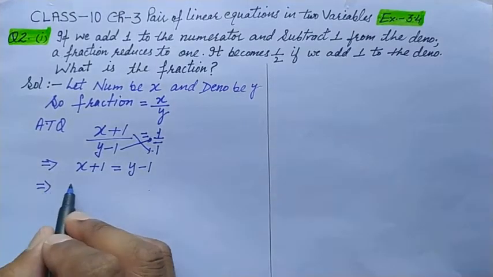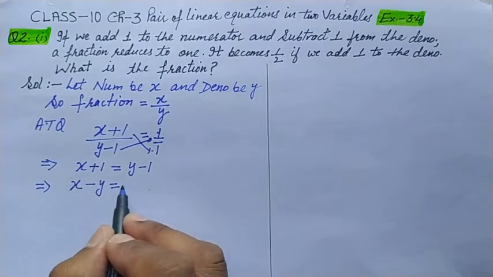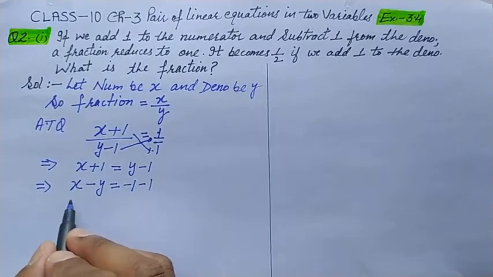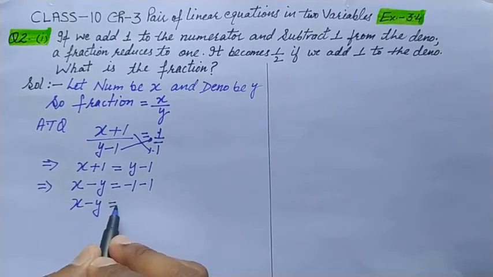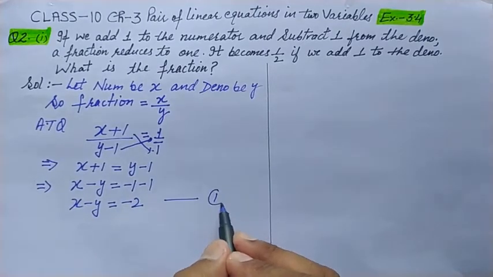Bring the variables on the left hand side. So this y will become minus y here, and here it is minus 1, and this 1 will go here becoming minus 1. So the first equation is x minus y is equal to minus 2. This is equation number 1.